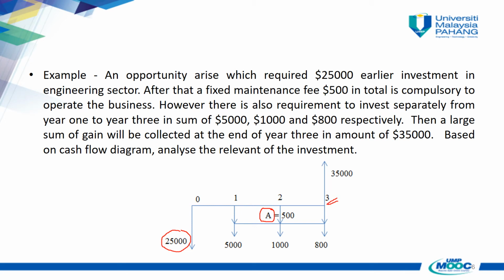There is also a requirement to invest separately from year 1 to year 3: 5,000 in the first year, another 1,000 in the second year, and another 800 in the third year, respectively. Then a large sum of gain will be collected at the end of year 3, an amount of 35,000, based on our cash flow diagram. Analyze the relevance of the investment. Let's see the solution.